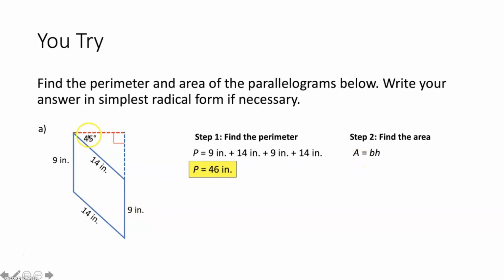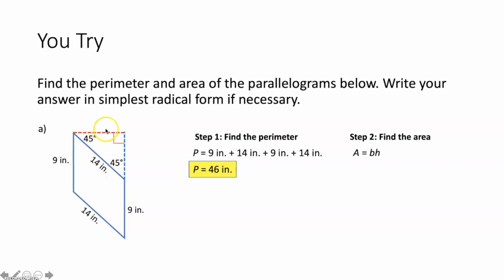The question is, what is our height? What's the length of this altitude? Well, as you can see, we have this little right triangle over here where one of the acute angles is 45 degrees, meaning the other acute angle is also going to be 45 degrees, making this a 45, 45, 90 degree triangle. And in a 45, 45, 90 degree triangle, we know the lengths of the legs are going to be congruent, and the length of the hypotenuse is going to be rad 2 times one of the legs.